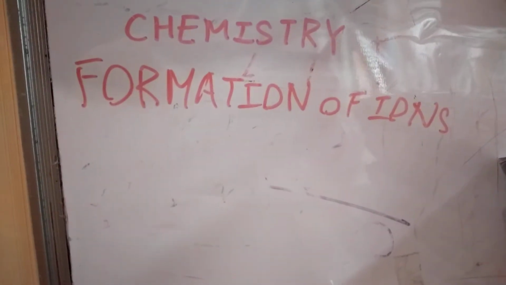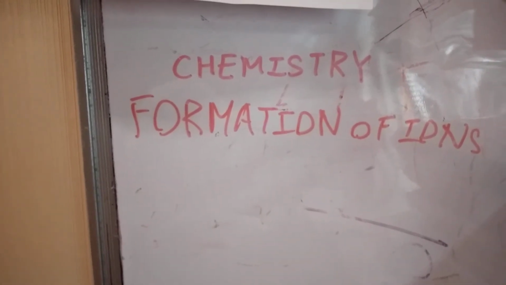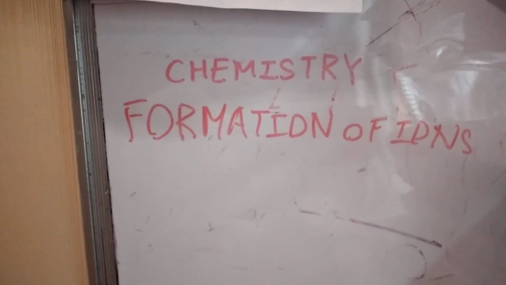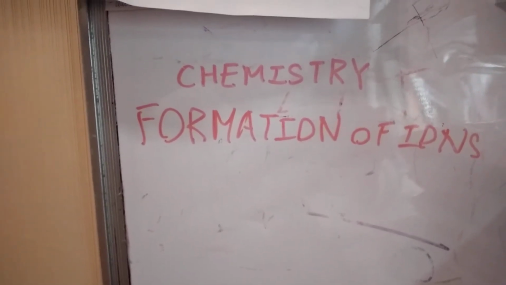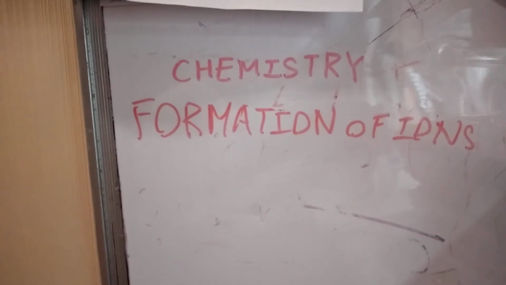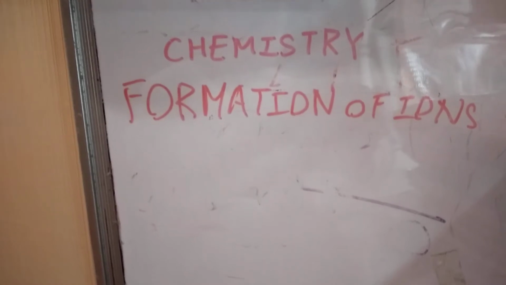So now I'm going to talk about the formation of ions. Atoms of elements other than noble gases are usually not stable, but by gaining or losing outermost shell electrons, these atoms can attain the electronic arrangement of the nearest noble gases. When an atom gains or loses one or more electrons, an ion is produced.